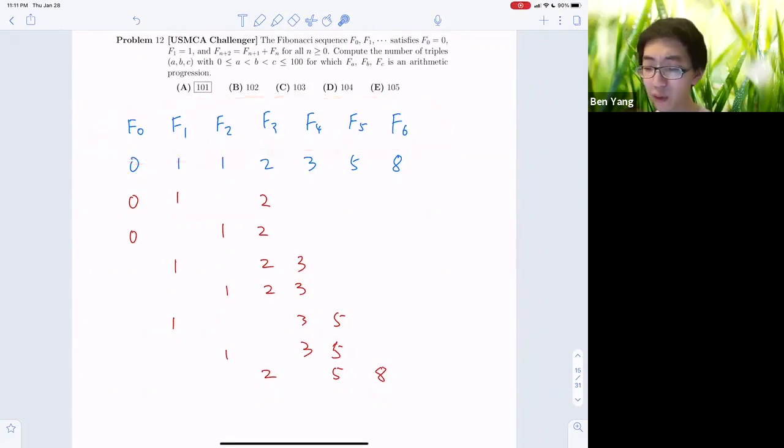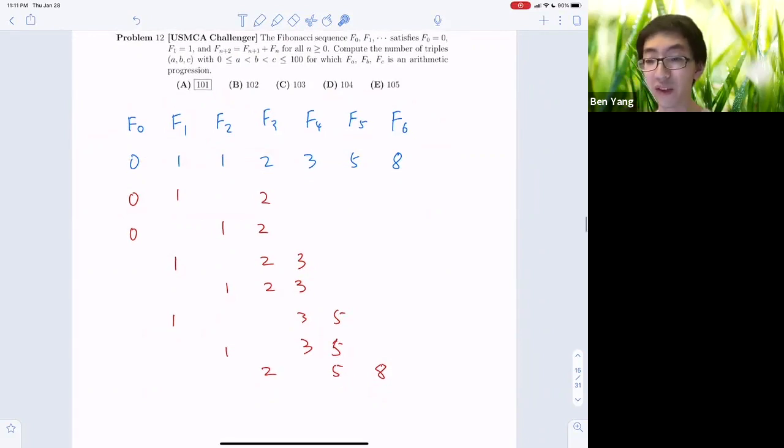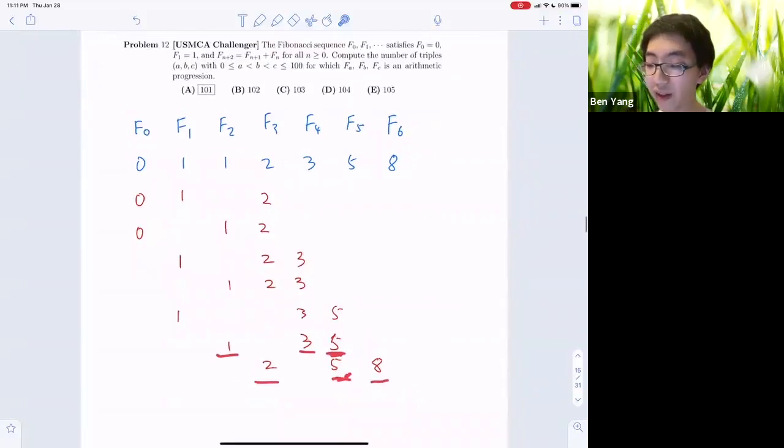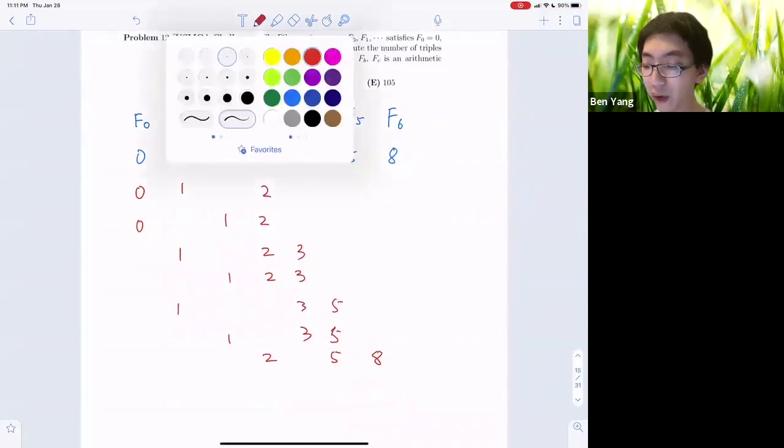So I guess we already start to see some patterns. So if you look at the last 2 progressions there, 2, 5, 8 and 1, 3, 5, it seems that they have the same pattern, right? And actually that is true in general.